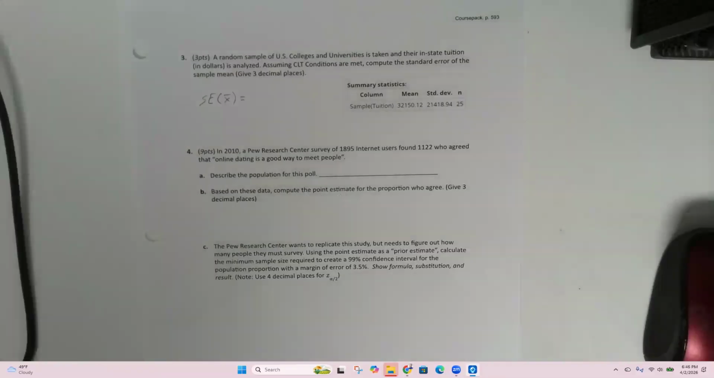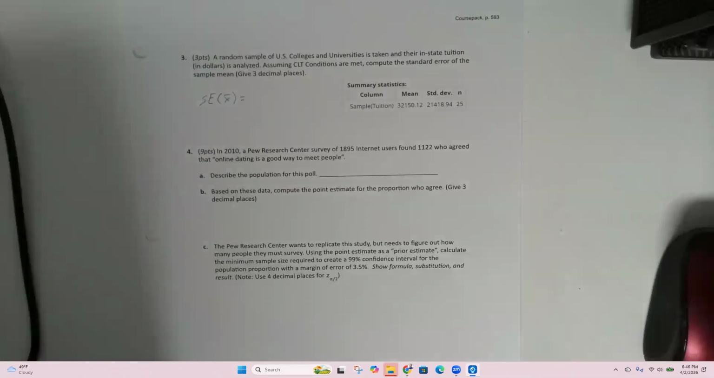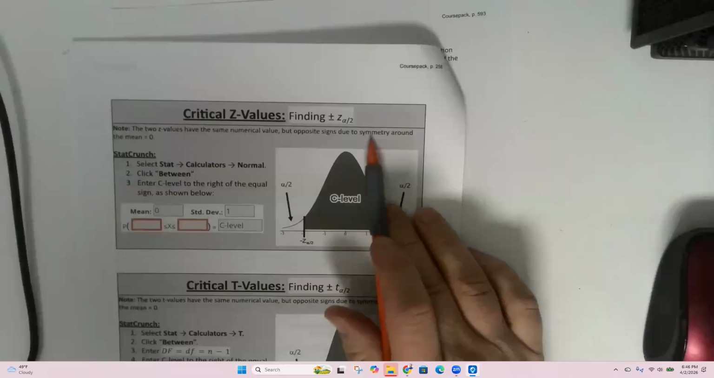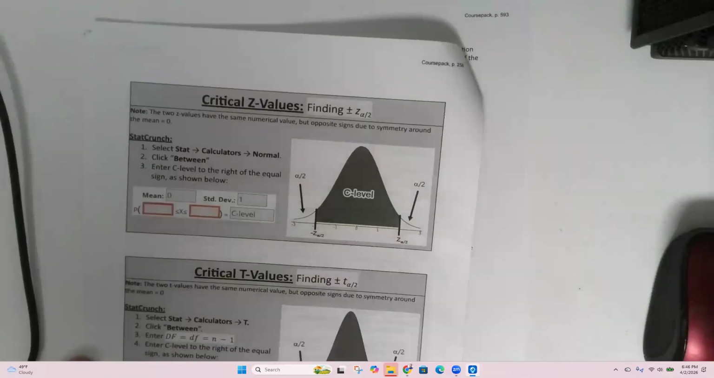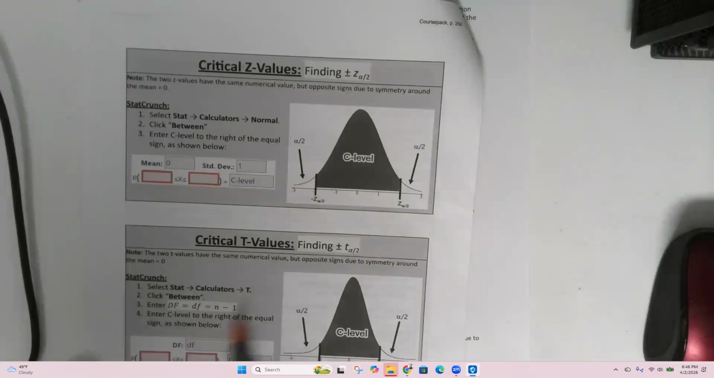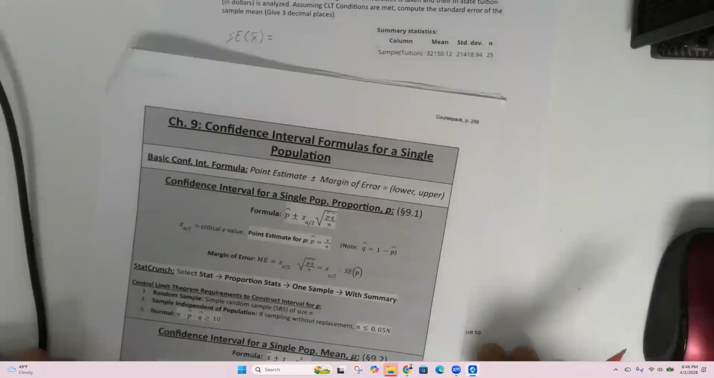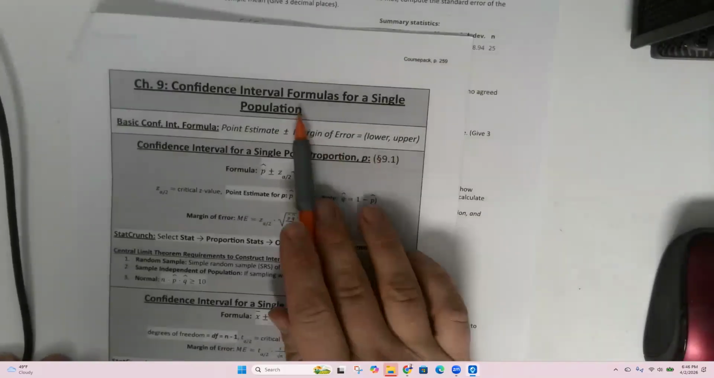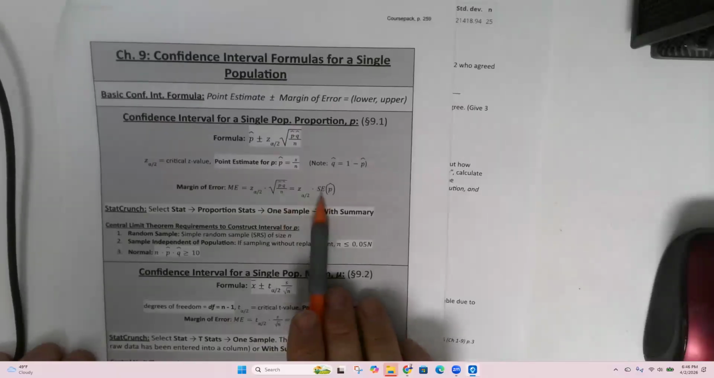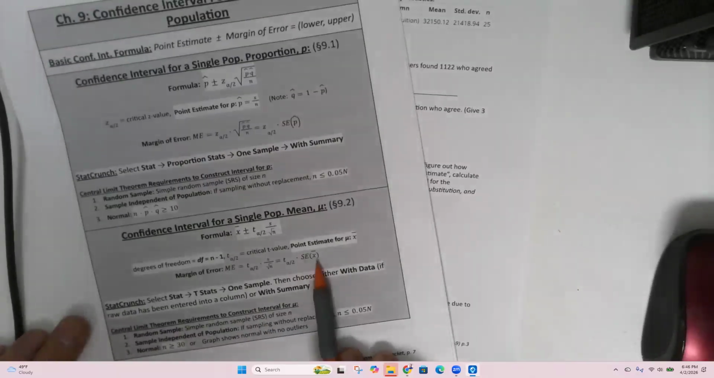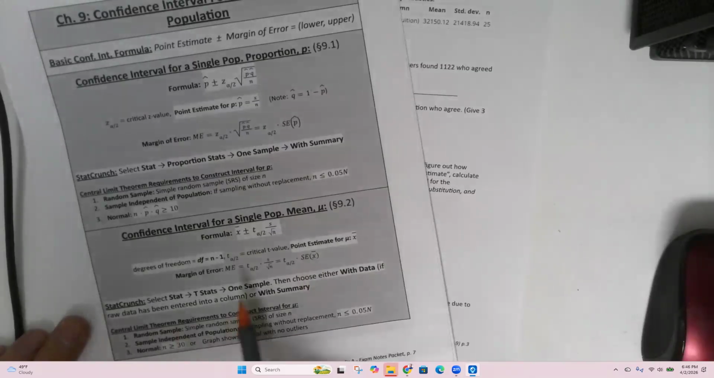So, any guesses where I can find this? 258. Let's see, 258 is critical Z values, critical T values. I think so. 259 is confidence intervals for a single population. And they do have right here SE X bar, but there's not a formula for it.